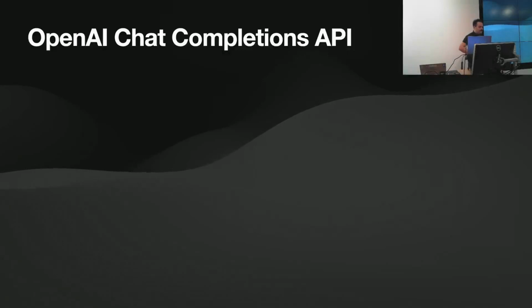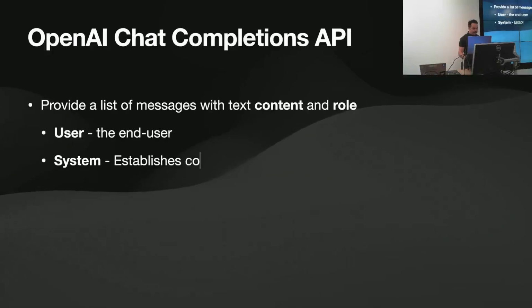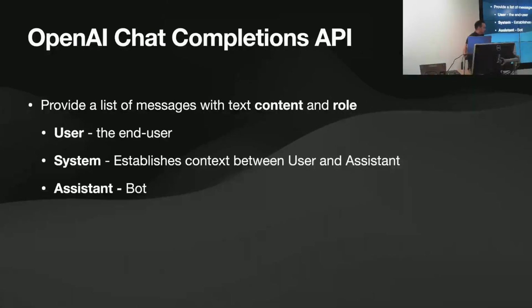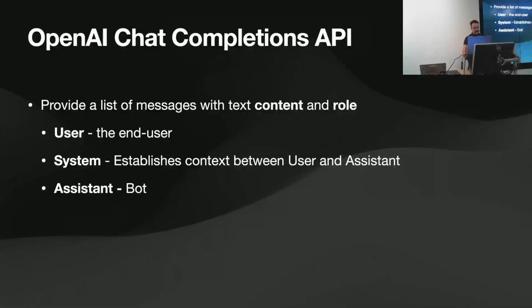So we've got the OpenAI Chat Completions API. This is a service that you can either use the public instance on OpenAI, or you can use the Azure OpenAI Services. That is a private instance.